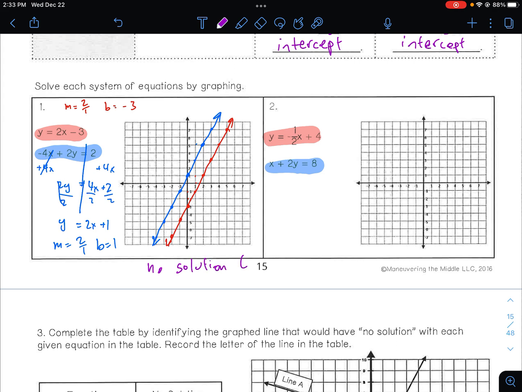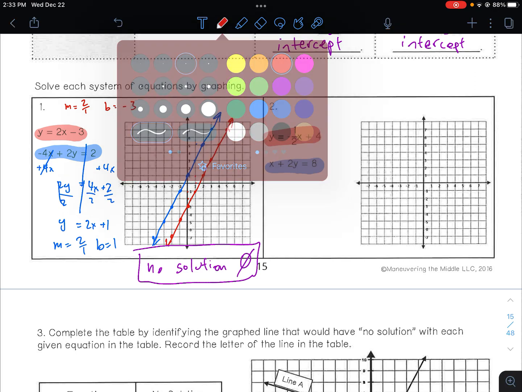And as many people do, they go like that. That also means no solution. That 0 with a giant exaggerated slash across it. All right, let's do the next one, the red one.